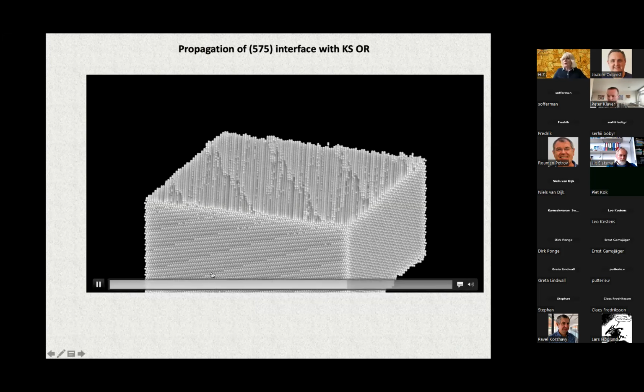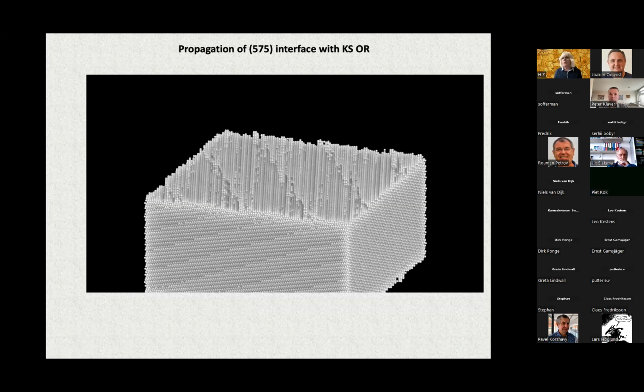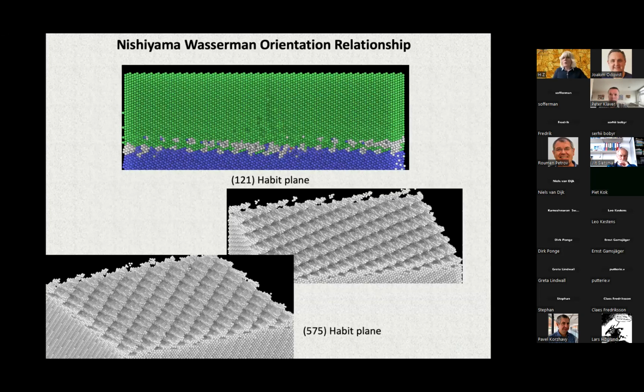Of course, it also depends on the habit plane, because the habit plane can be 100, 575, or 1-1, or 111 direction. So it will also change completely the structure of this kind of interface. And here I would also like to show this very fresh result, which came last week.